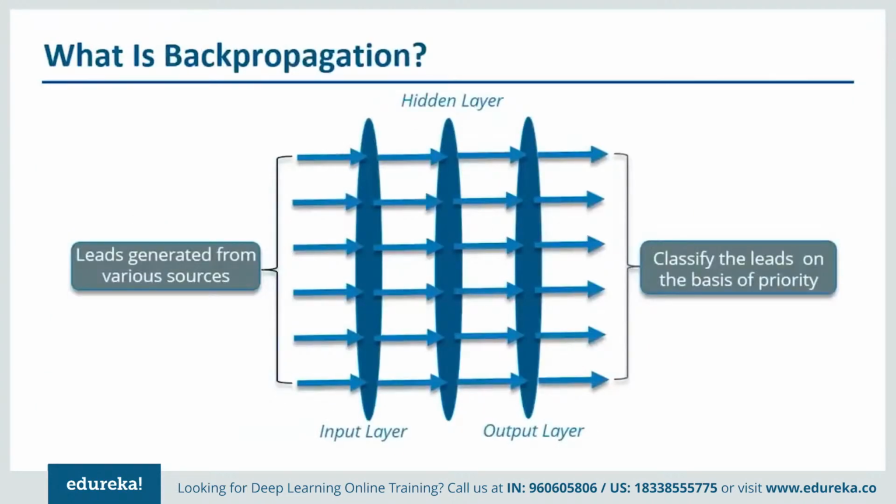So what is backpropagation? Let us understand this with an example. We'll take the inputs as the leads generated from various sources, and my aim is to classify the leads on the basis of priority. There might be certain leads which won't make that much difference to me compared to other leads. So I need to make sure the leads which are important get the highest amount of weight. How am I going to do that? First, we'll see the output. Then accordingly, we'll calculate the error. And based on that error, we are going to update the weights. This process is backpropagation in a nutshell, although the algorithm is pretty complex.